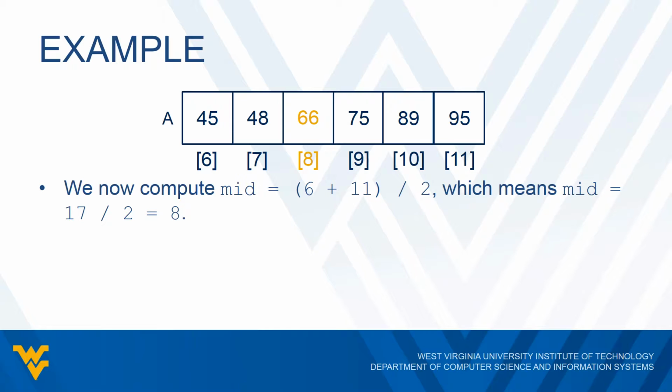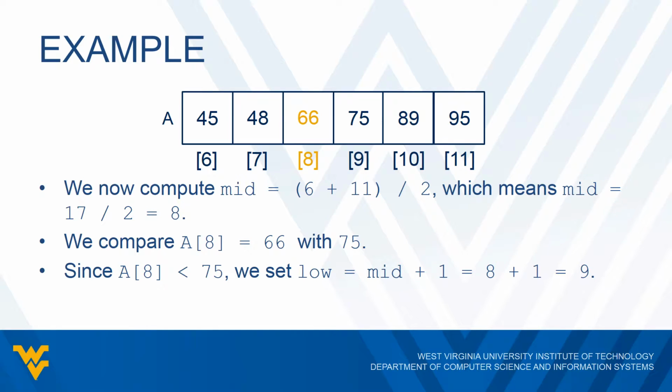Now, technically, this is over to the side, but that's okay because we have an even number of elements. We're not worried about it. But our mid is 8 in this case. So now we're going to compare A8 with 75. We're going to compare 66 with 75, and we see that A8 is less than 75. Our guess is still too low, so we need to cut off the bottom half of the array. We're going to set low to mid plus 1 again. Since mid is 8 and we're adding 1 to it, our new low is going to be 9.